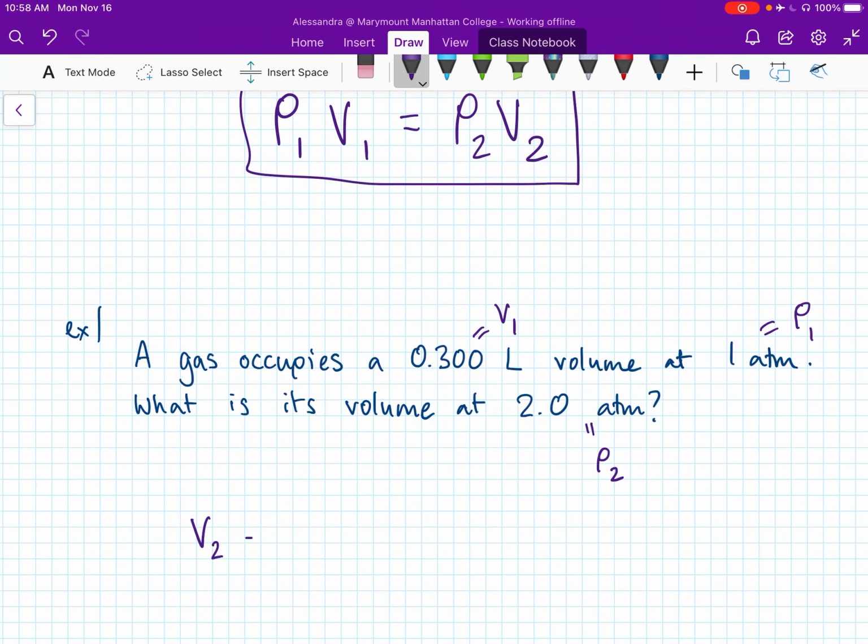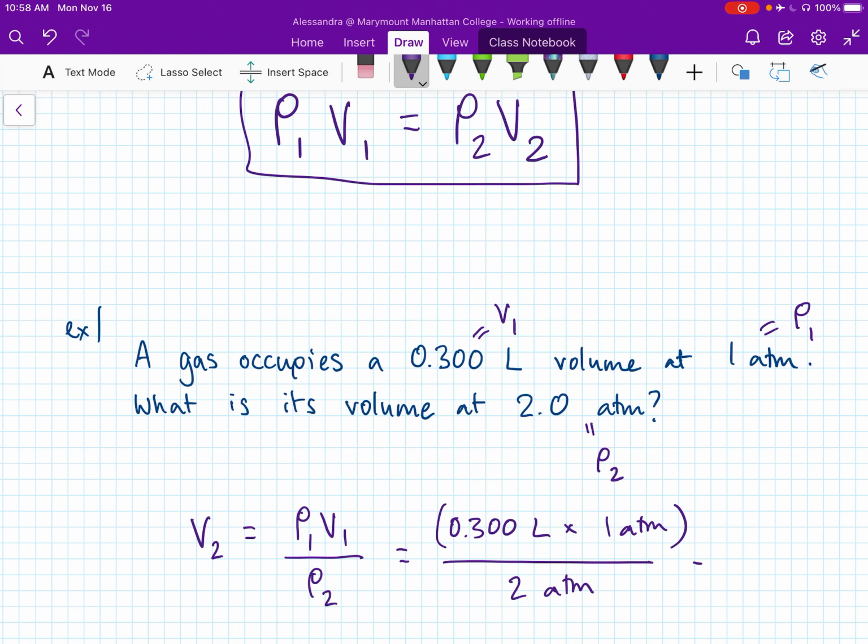And I can rearrange Boyle's law to solve for V2. So V2 equals P1V1 over P2. Plugging everything in gives me 0.3 liters at 1 atmosphere divided by 2 atmospheres. So the atmospheres cancel, and I'm left with 0.150 liters. So the volume of the gas at 2 atmospheres is 0.150 liters.